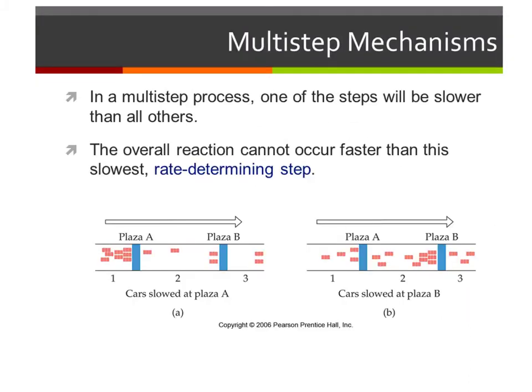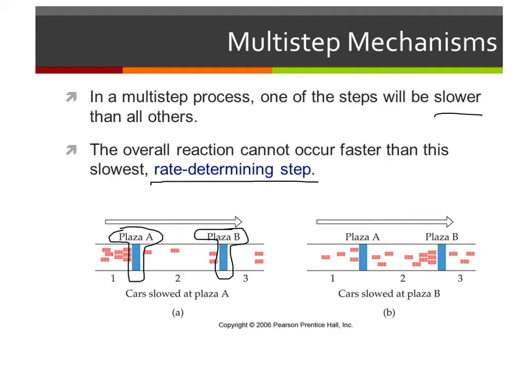Things get a little bit more complicated when we talk about multi-step mechanisms. In a multi-step process, one of the steps will be slower than all the others. The overall reaction cannot occur faster than the slowest step, which is termed the rate determining step. This is kind of like if you're driving and you're going through a couple of toll booths. Not that we have toll booths here in Canada, but we can pretend we do.